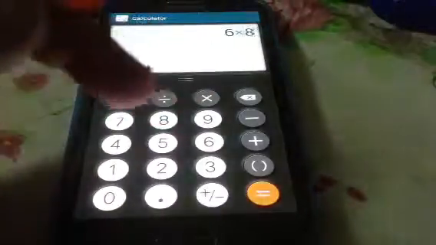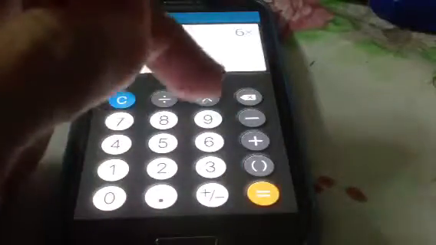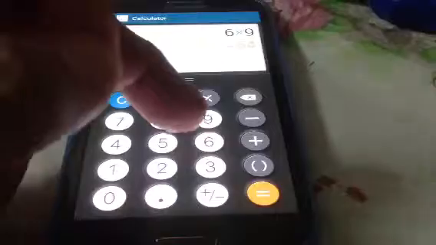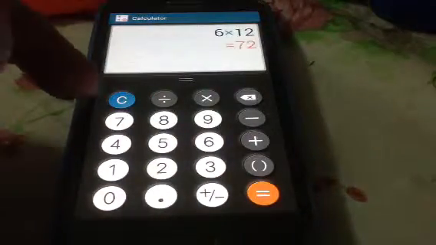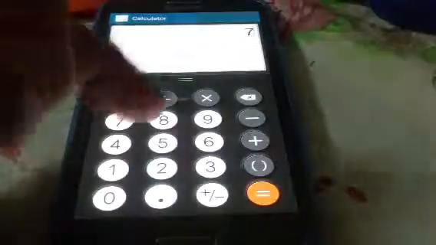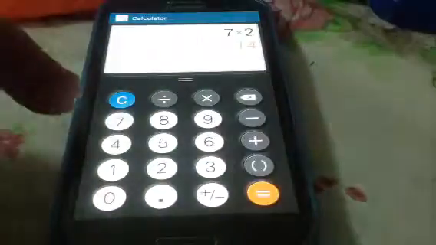6 times 8 is 48. 6 times 9 is 54. 6 times 10 is 60. 6 times 11 is 66. 6 times 12 is 72. Right, let's go on to 7 times table. 7 times 1 is 7. 7 times 2 is 14.